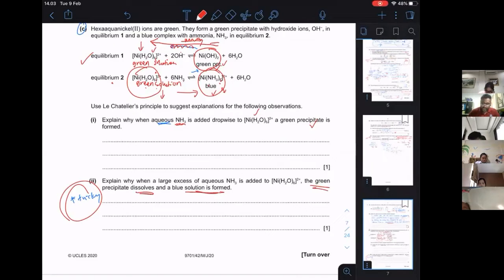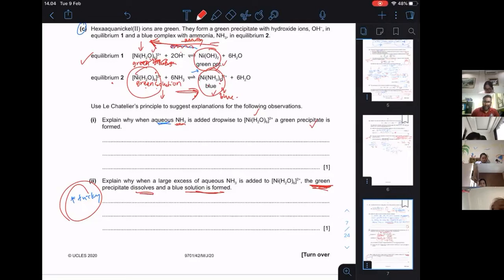A blue solution means, here they mentioned, this one is blue. Ni(H2O)6, they are going to be green. So basically, you explain about green over here using equilibrium 1. When you say blue solution, you are explaining using equilibrium 2. So how do we actually present our idea over here?